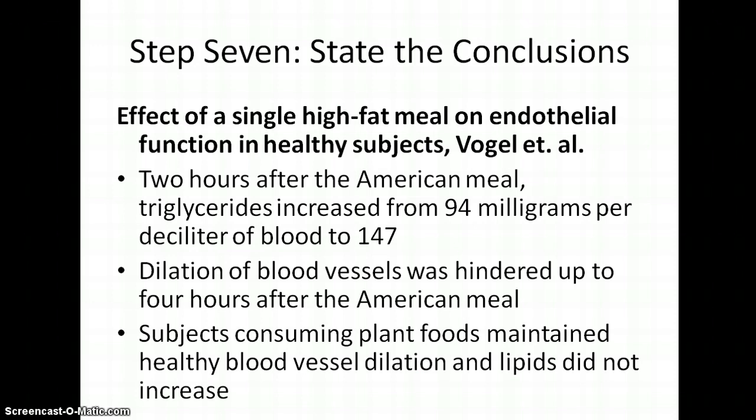Well, fortunately for us, this experiment has been done many times. Robert Vogel from the University of Maryland has done it, and he reports that 2 hours after the American meal, triglycerides increased from 94 milligrams per deciliter of blood to 147 milligrams per deciliter of blood. Dilation of blood vessels was hindered up to 4 hours, and some researchers find up to 6 hours after this standard American meal. The blood vessels don't want to dilate. They're just not working right. Look at the subjects consuming plant foods. They maintain healthy blood vessel dilation, and the lipids did not increase.